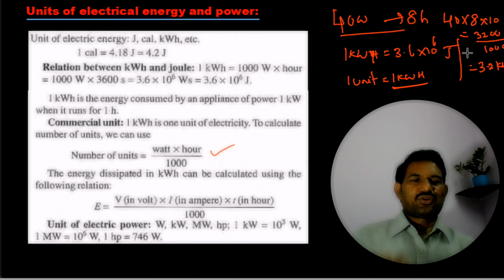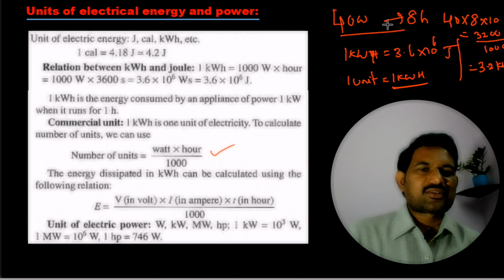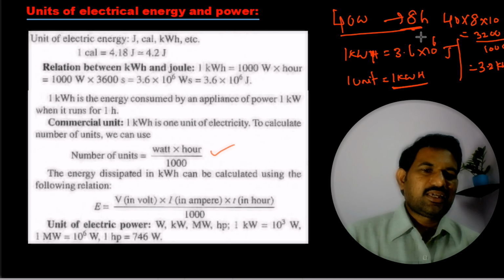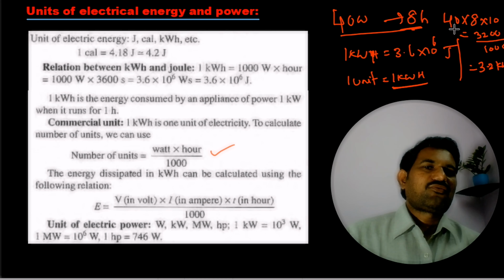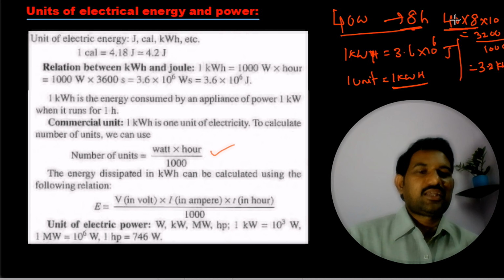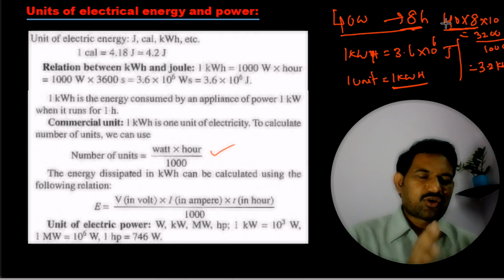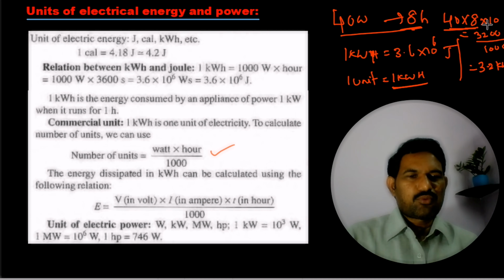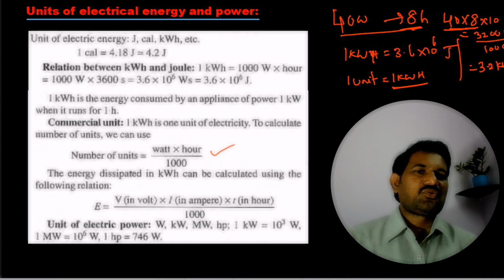That means if you are taking a tube light of 40 watts and it is used 8 hours a day, then the energy consumed in one day will be 40 into 8 watt hours. That is the amount of energy consumed. If they are asking for 10 days, then into 10. So you will get this unit as watt hour here.